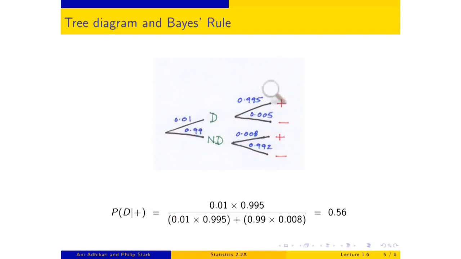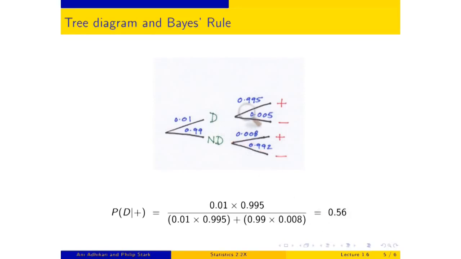The chance that they're in the top branch, given that they're in one of the two plus branches, is, well, the denominator is the total chance of the plus branches. So 0.01 times 0.995, that's the chance of the top one, and then 0.99 times 0.008, that's the chance of the bottom one. And you want the chance of the top one relative to all that. And once you've done all the calculation, you have 0.56. And that is simply an application of Bayes' rule to this situation. So as a calculation, it's easy enough to do. As an answer to understand, it raises certain questions.